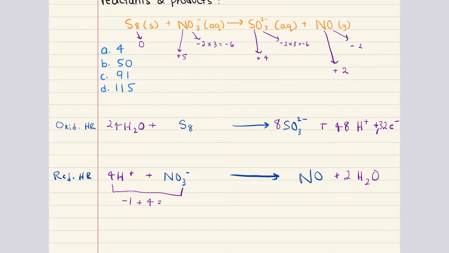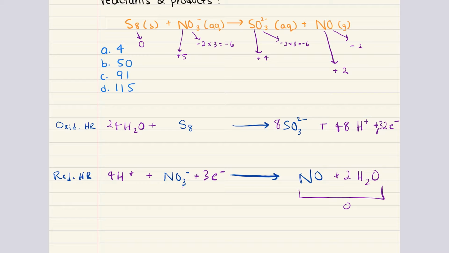We have a total charge of plus 3 on the reactant side and 0 on the product side. To get the reactant side to be equal to the product side, we just need to add 3 electrons to the reactant side. Now we have a balanced reduction half reaction. Both of our half reactions are now balanced.